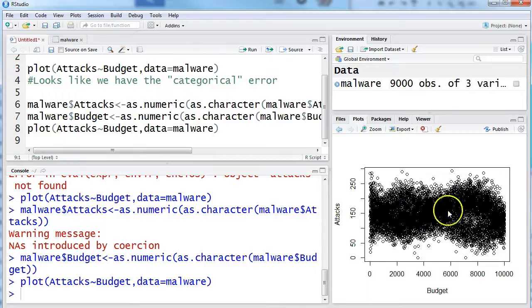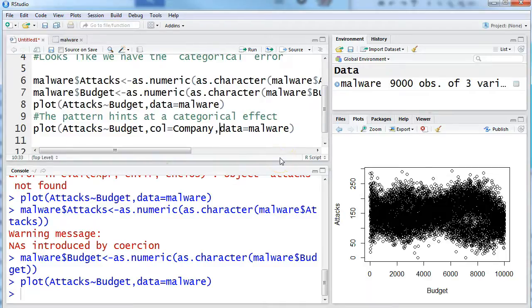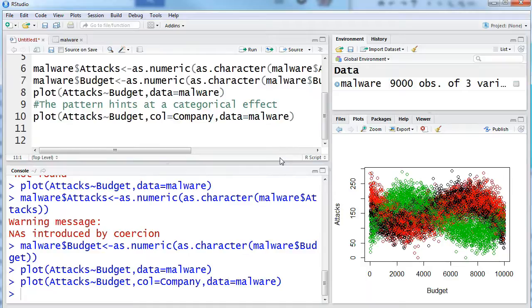It doesn't matter how much the budget is. In fact, if the budget's really high, it looks like sometimes you get some really low numbers of attacks. It's just not enough to really say. But can you kind of notice that there are some patterns in here that look funny? That's a hint that there's probably something categorical going on. So if I take this plot and color it differently for each of the companies, now we can see red and black have this swirl going on, and green seems to have an opposite type of swirl going on.